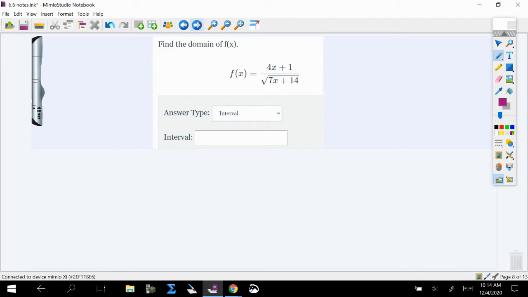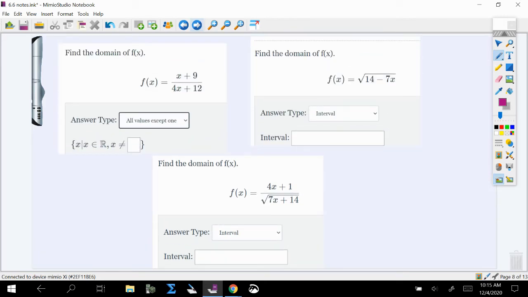So this is what Delta Math is going to do. They're going to give you the function. They're going to ask you for the domain, and then there's going to be a drop-down menu. And the drop-down menu is going to say, do you want to say the domain is an interval? Do you want to say the domain is everything except one number or everything except for two numbers? So you can choose it based on what the domain is going to be.